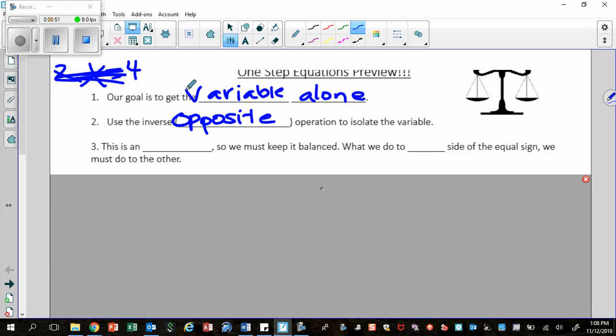And there's a little image off to the side right here. That's a balance or a scale. Just as a reminder that because it is an equation and it says that both sides are equal to each other, we have to keep it balanced. So this is an equation. So what we do to one side of the equal sign, we have to do to the other. So if we take away 4 from one side of the equal sign, we have to take away 4 from the other.